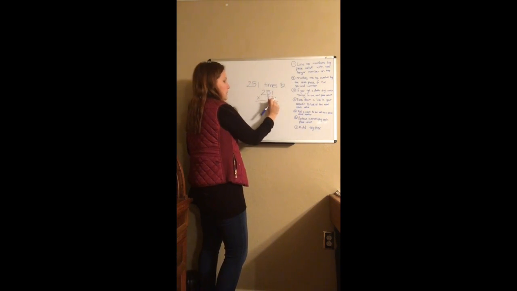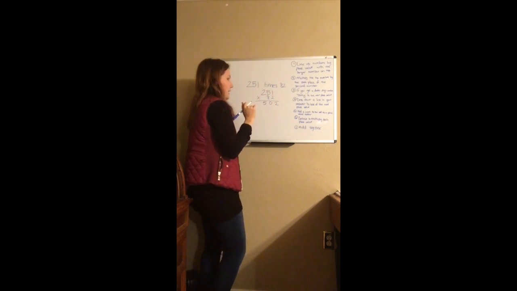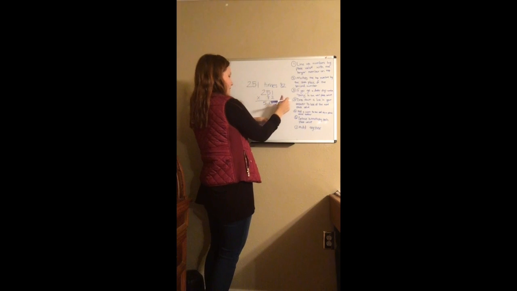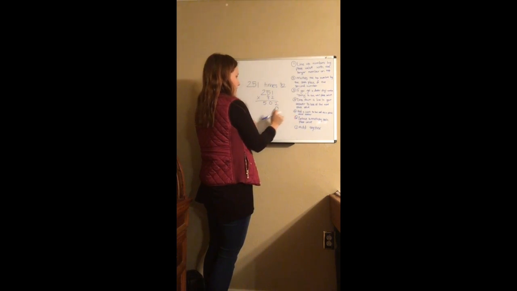All right, so let's start multiplying. 2 times 1 is 2. 2 times 5 is 10. 2 times 2 is 4, plus that 1 is 5. Erase everything I carried over. Drop down a line, add a 0.